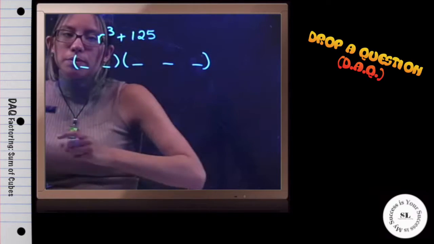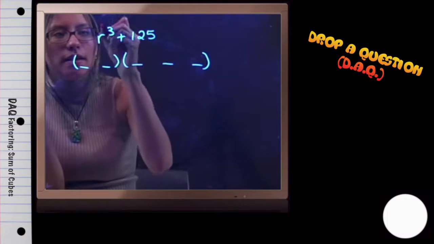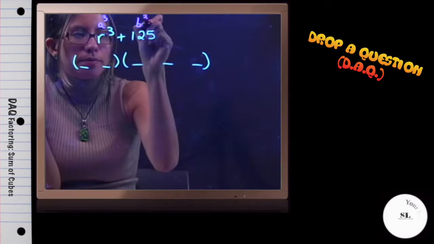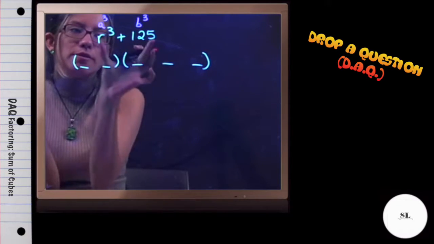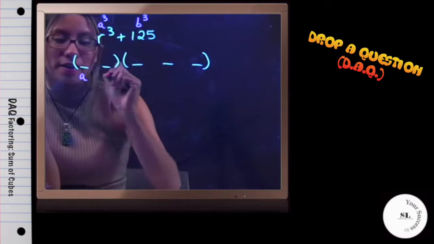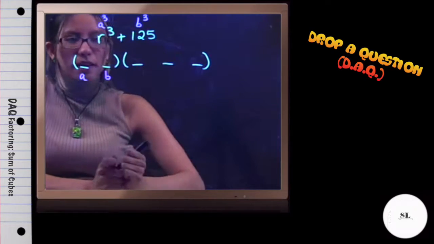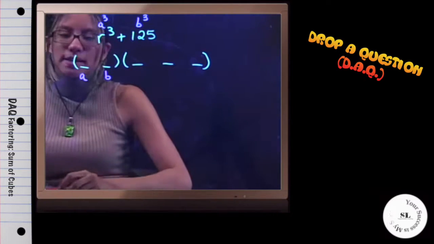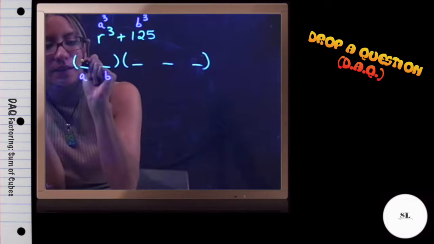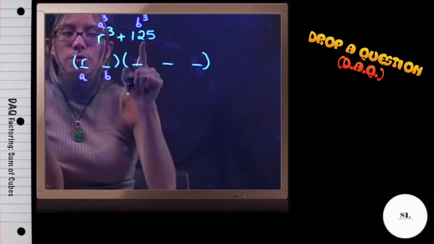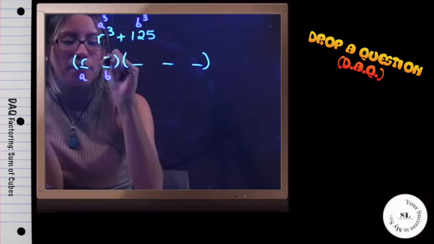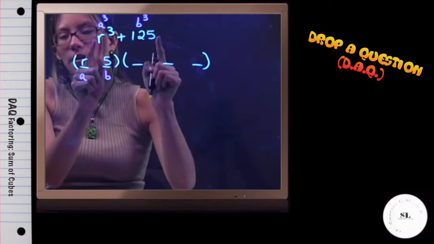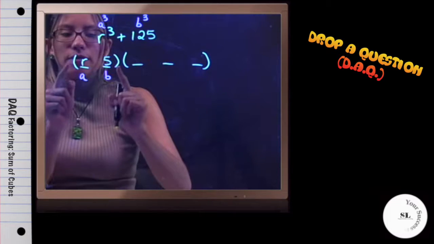So in our first group, this is actually going to be in the form of, if I call this term a cubed and this term b cubed, my first group will come directly from the original problem. I'm going to call this a, and I'm going to call this b. If I take the cube root of r cubed, that means my first placeholder will be just an r. If I take the cube root of 125, I will have 5. So in order to get this first group, we have to take the cube roots of the original problem. After you do that, you fill out the first group.